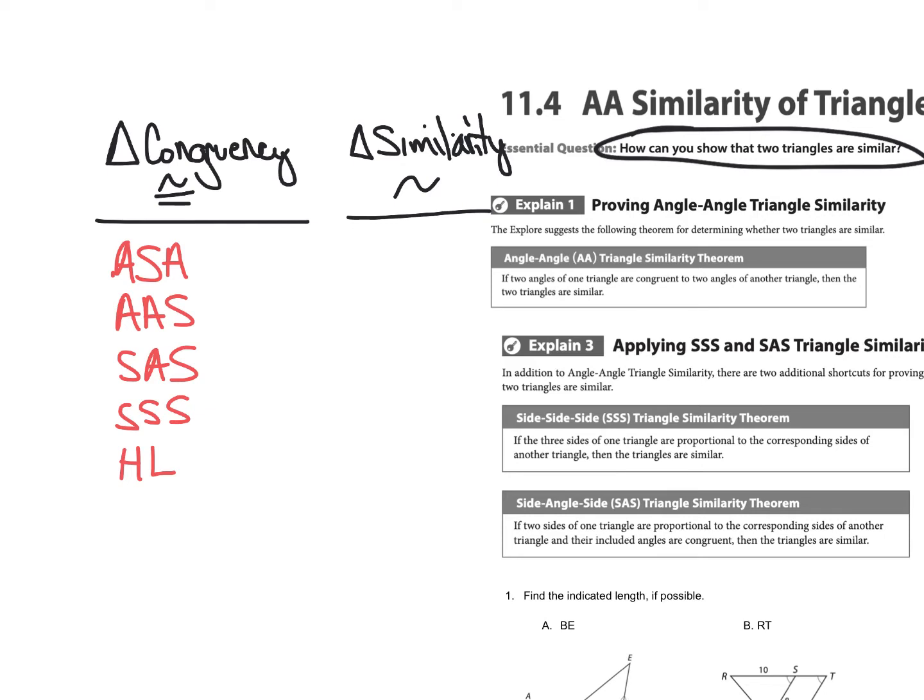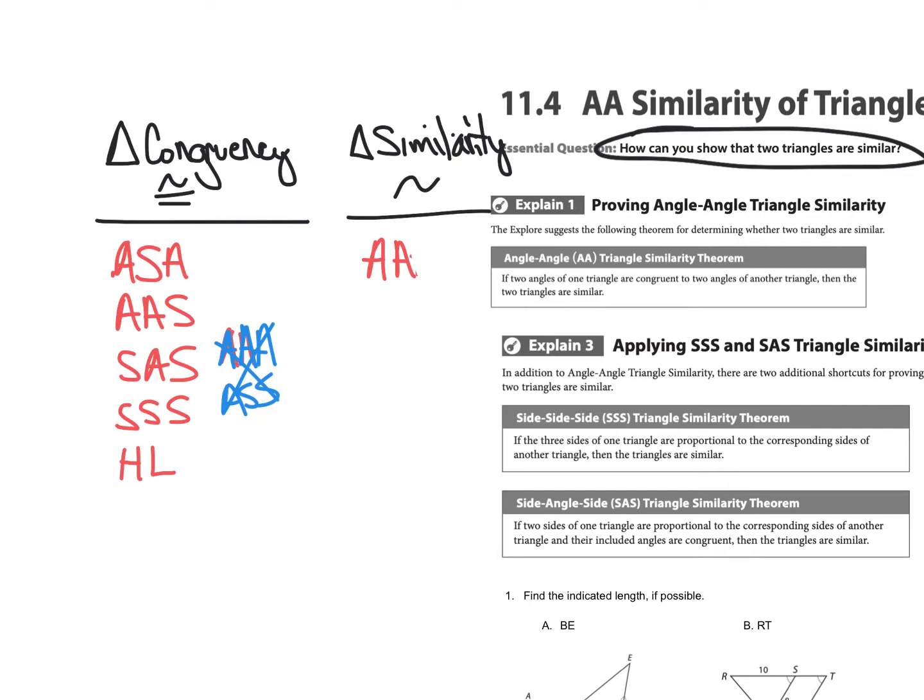And then with similarity, we can use angle, angle, angle, which we can't use in congruency. Remember, there's no AAA to save your butt. Those are the two we can't use. So in similarity, we can use AAA, except we just call it AA, because we know if two angles in a triangle are congruent, the third angle in the triangle is congruent. There's no reason to be redundant.